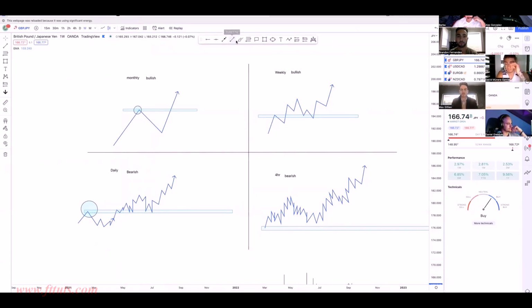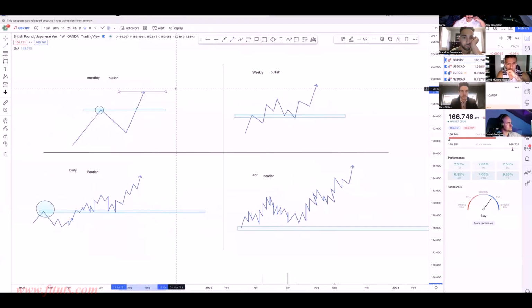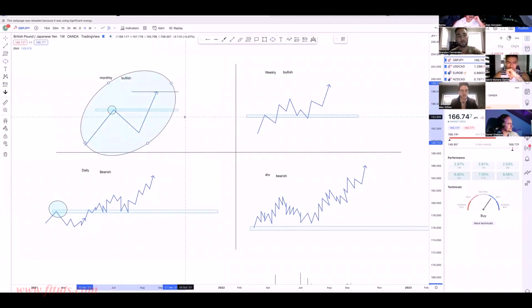Okay, so this class is going to be very interesting because we now understand how to do market structure, right? So let's start off with that first. Obviously, let's have a little refresh. So what would this point right here be? This is the monthly time frame. This is the weekly time frame. This is the daily, and this is the 4 hour.